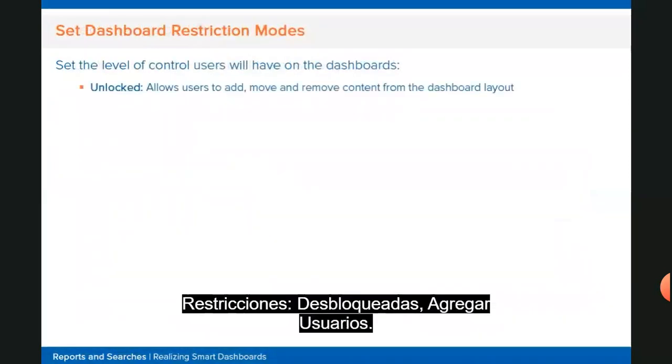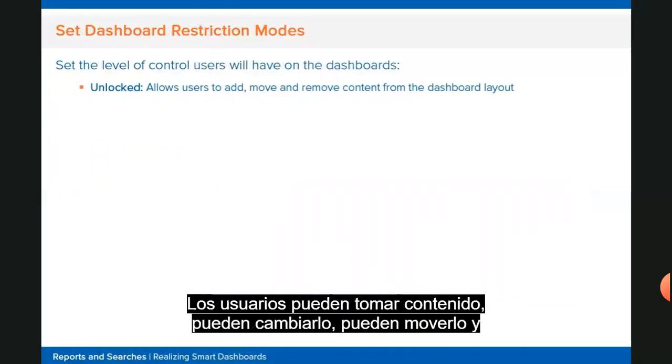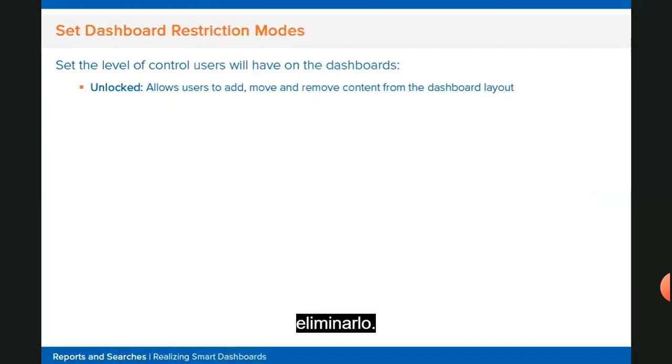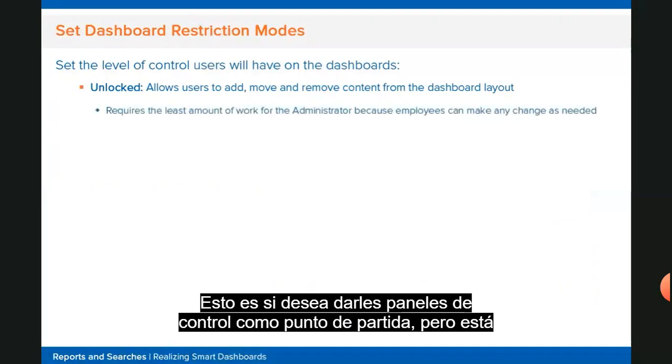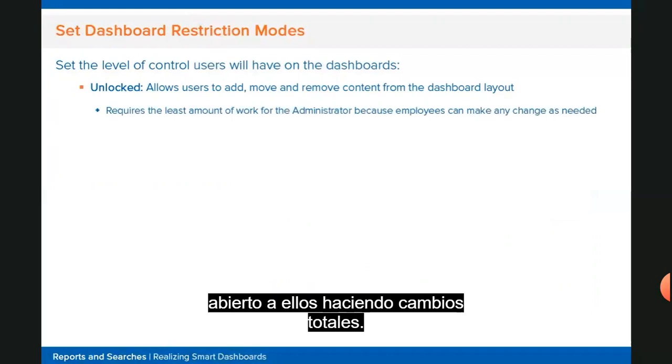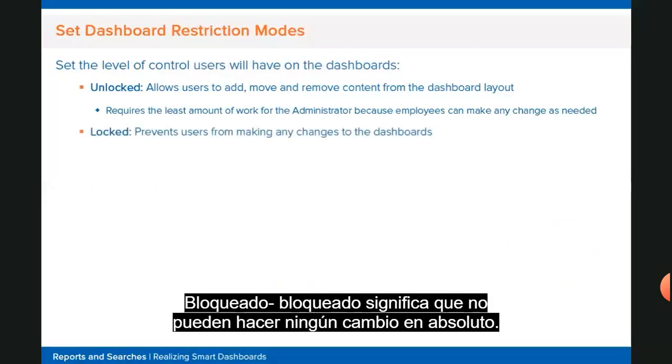Restrictions: unlocked, add users. The users can take content, they can change it, they can move it, and they can remove it, okay? This is if you want to give them dashboards as a starting point, but you're open to them making total changes. Locked means that they can't make any changes at all.